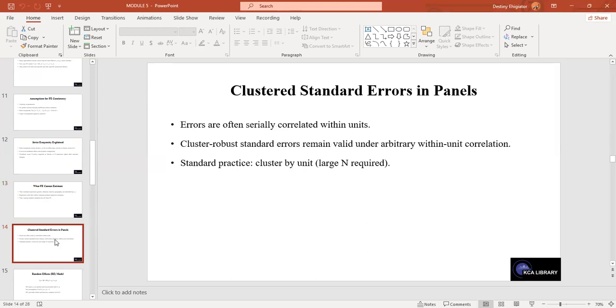Now let's look at cluster standard errors in panels. Errors are often serially correlated within units. Cluster-robust standard errors remain valid under arbitrary within-unit correlation. Standard practice is to cluster by units, and large N is required.